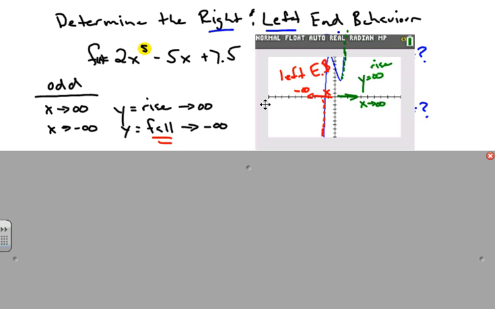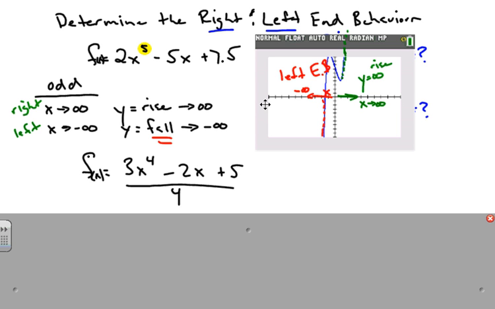So that is what's happening with end behaviors. When you're determining the right and left end behavior, you look at the degrees. All odd degrees have right end behaviors that rise and left end behaviors that fall.